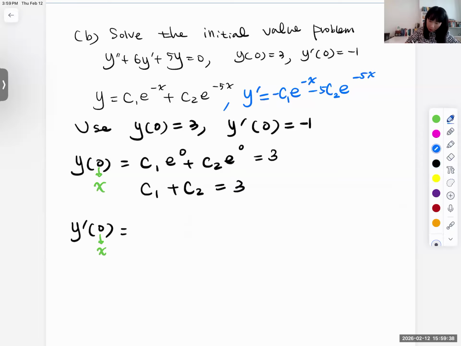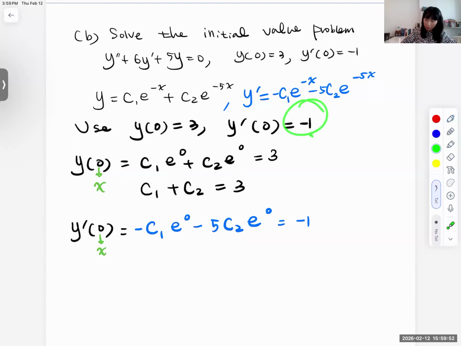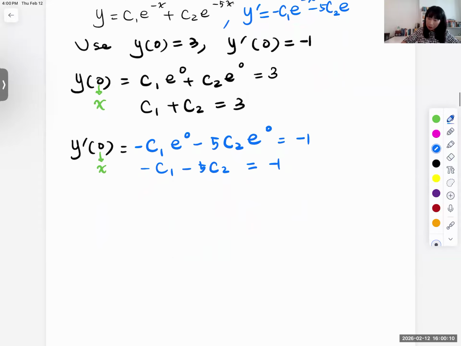All right, then we use the blue. Let me use blue. So negative c sub 1 e to the 0 power minus 5 c sub 2 e to the 0 power, right? Equal to negative 1. Okay, then there will be negative c sub 1 minus 5 c sub 2 equal to negative 1, right? So all together we have c sub 1 plus c sub 2 equal to 3.